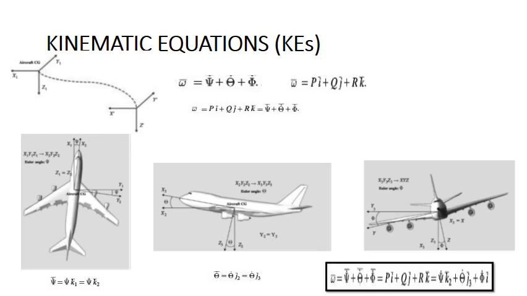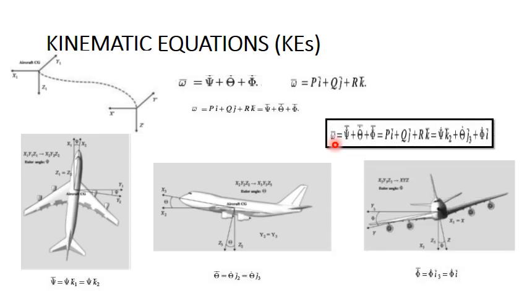Summarizing, we get that omega as a vector equal psi dot plus theta dot plus phi dot equal pi plus qj plus rk of the body axis system. So this will be equal to psi dot k2 from this equation, plus theta dot j3 from this equation, plus phi dot i, the body axis unit vector.